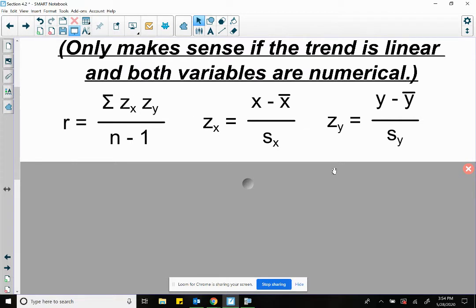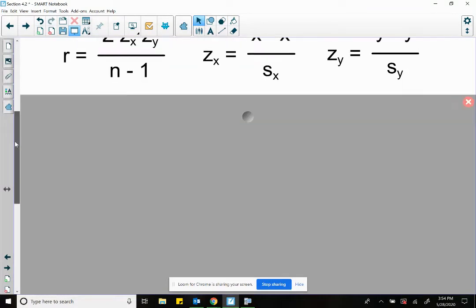But I wanted to let you know there is a formula for it. This is how it works. You take every point, find the z-score of x and the z-score of y, and multiply those together for every point. Add all that up, and then divide that answer by n minus 1. And R is what we call the correlation coefficient.